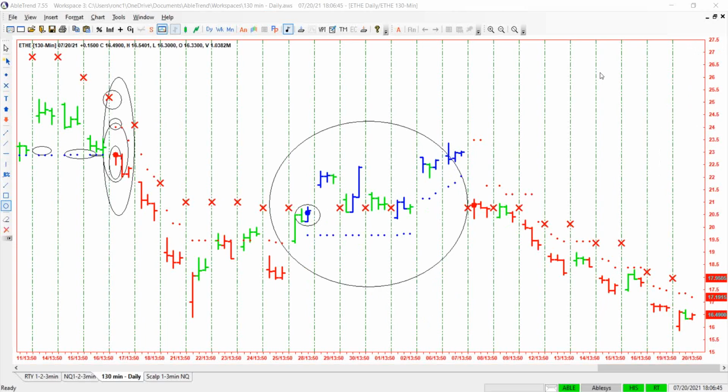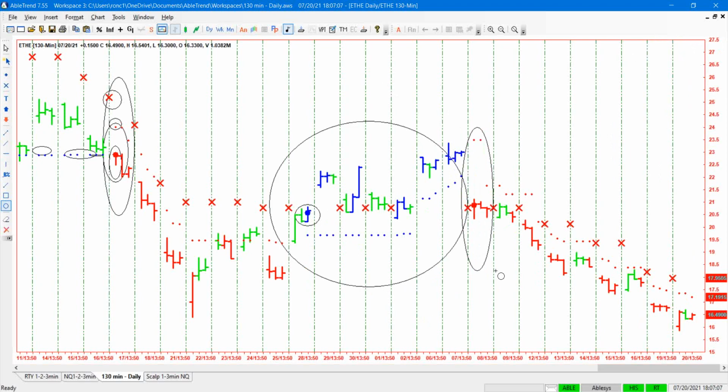Not 100%, and no one keeps saying it. There's no perfect system, but I'll match it up against any indicator, any algorithm, anybody else is trading, and it won't even be close. I'll bet on Able Trend, but that's for you to decide, not for me to say. I'm just here to show you how to use it. You make the final decision. It only counts what you think.